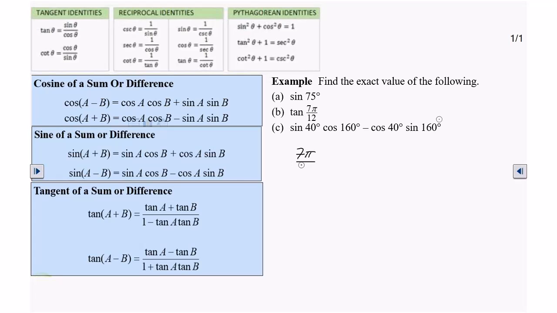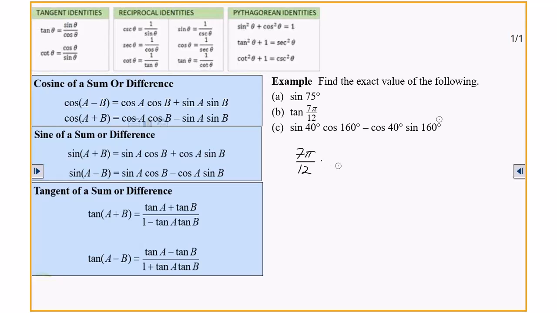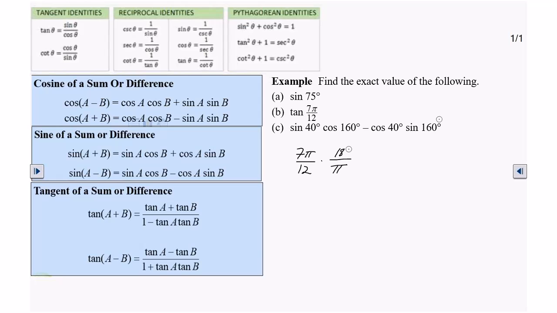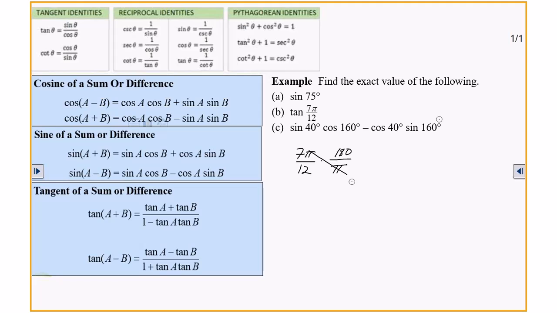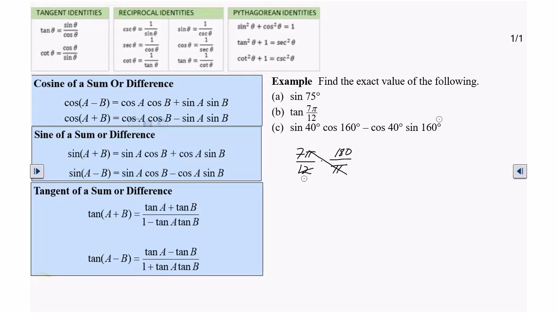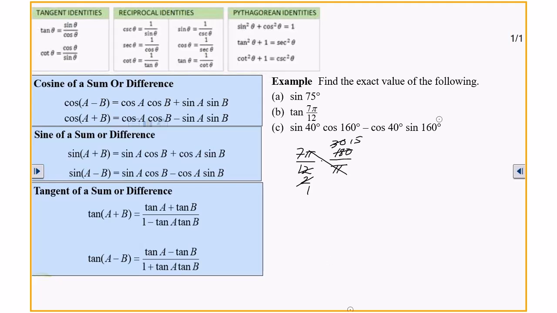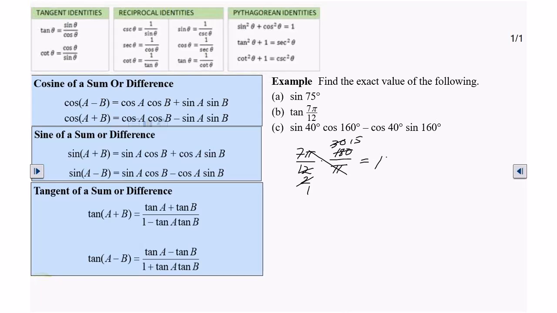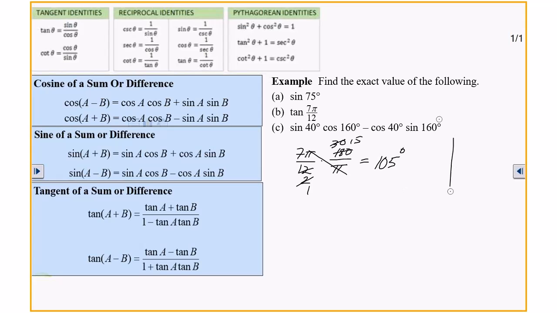7 pi over 12 times 180 over pi. That goes out. 2 or 6 will go in here 2 times. 6 will go in here 30 times. 2 will go in there 1 time. 2 will go in there 15 times. 7 times 15 is what? 105 degrees? Somebody check my math. So we know that 105 degrees is somewhere in what quadrant? Second quadrant. That's very important to know, especially on the next problem that we do.